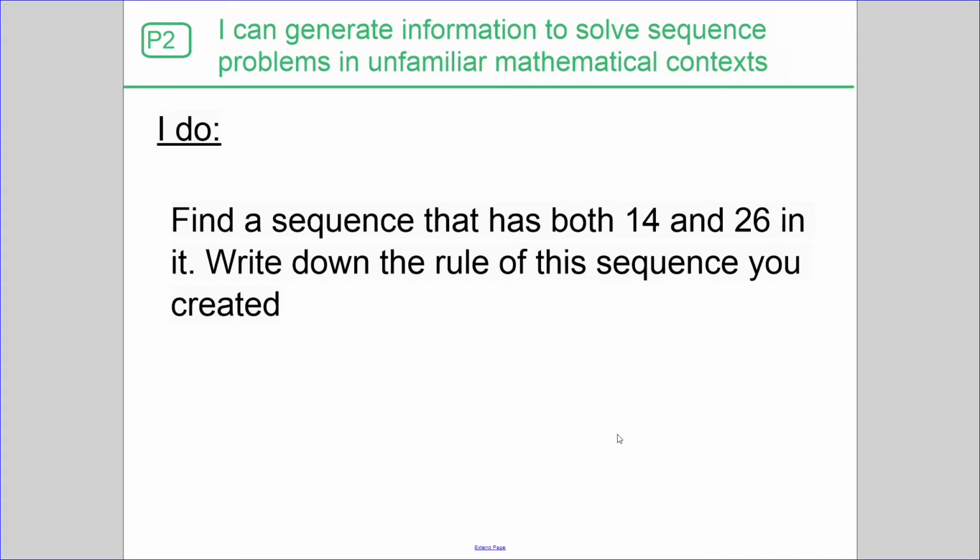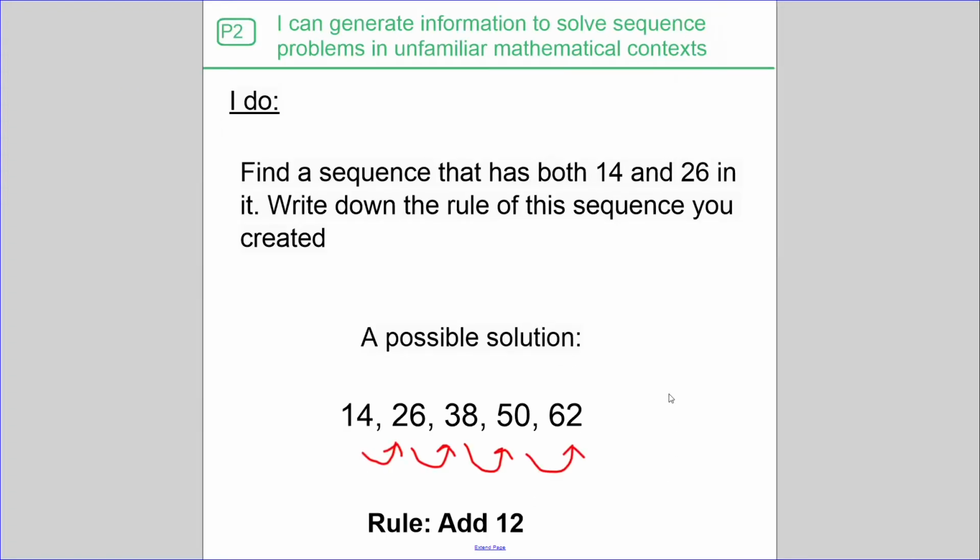So I'm going to create a sequence that has both these numbers, 14 and 26. So we've got a possible solution here. So we've got 14, 26, 38, 50, and 62. So the rule of my sequence that I've created is that we can add 12 each time to get from one term to the next term.